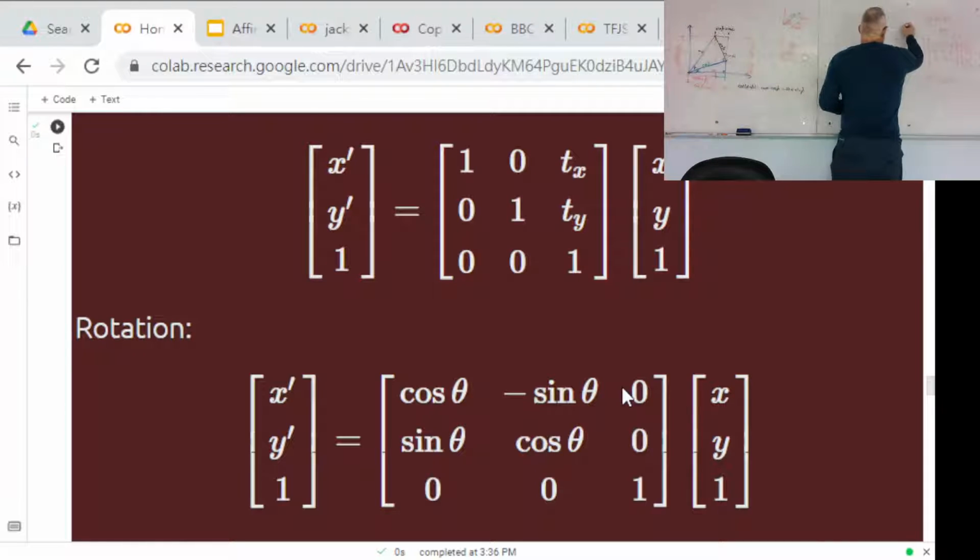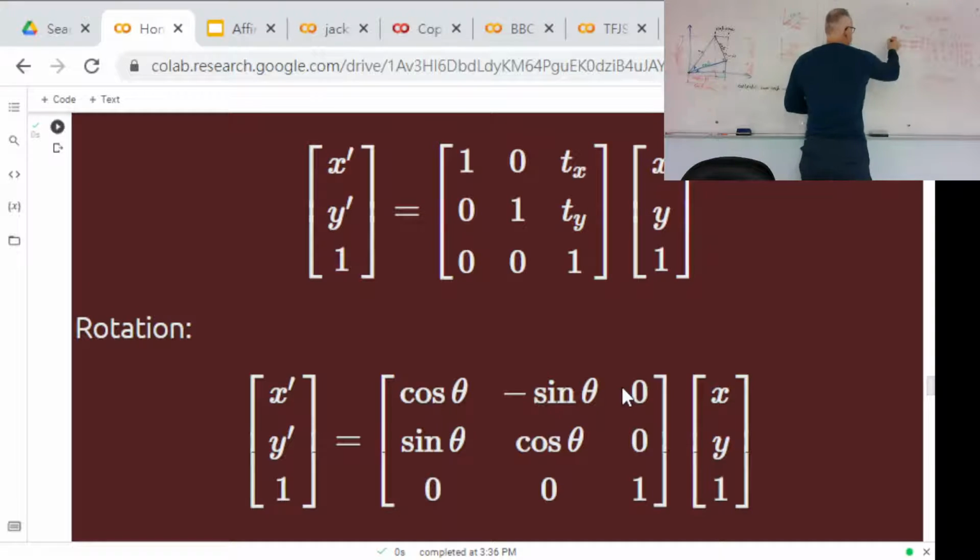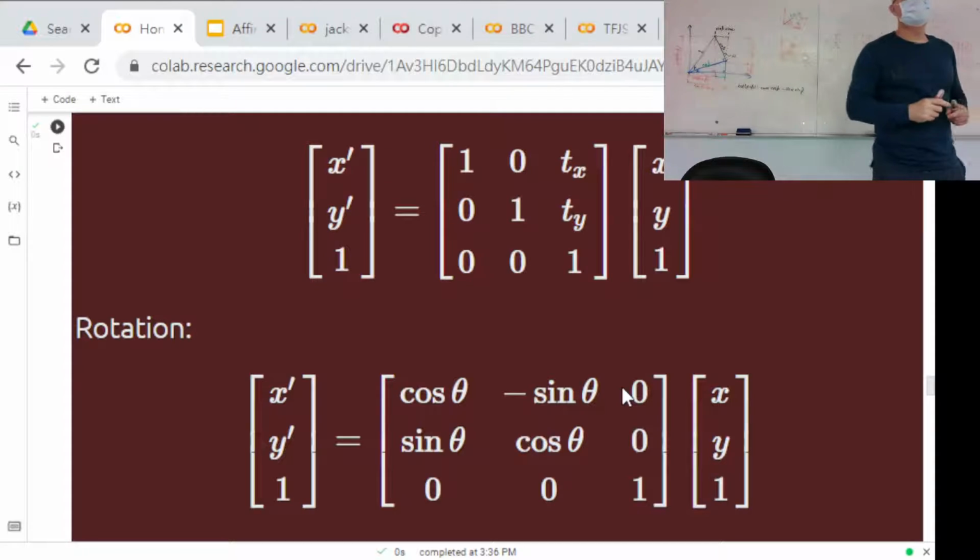So if I want to rotate by 30 degrees, then it will be cos 30, negative sine 30, 0, sine 30, cos 30, 0, 0 0 1. Right? Now I want to translate it again. Okay, fine, no problem. I can do that. 1 0 dx, 0 1 dy, 0 0 1. Then I want to do another rotation. Right? And I can keep left multiplying things.